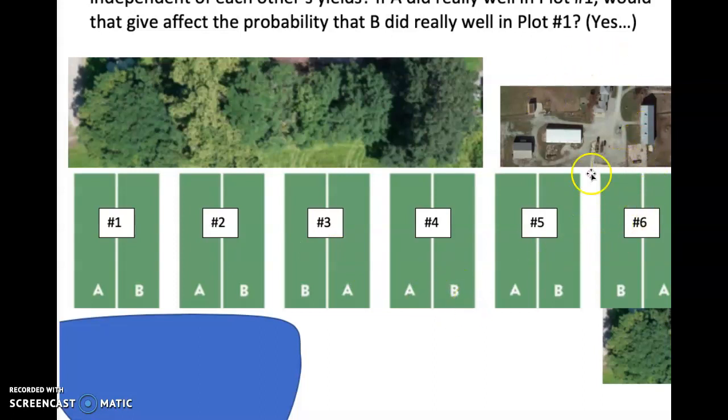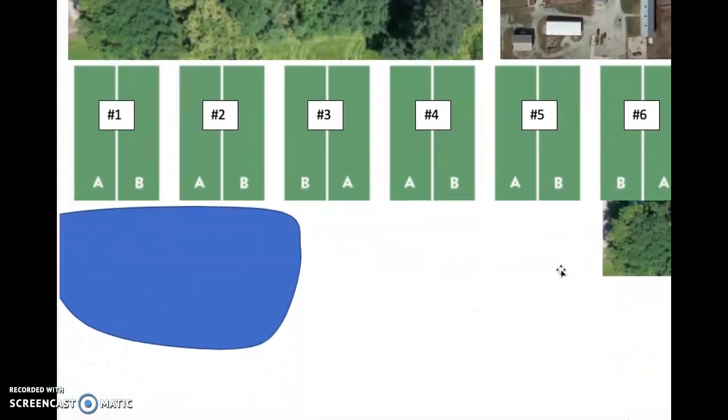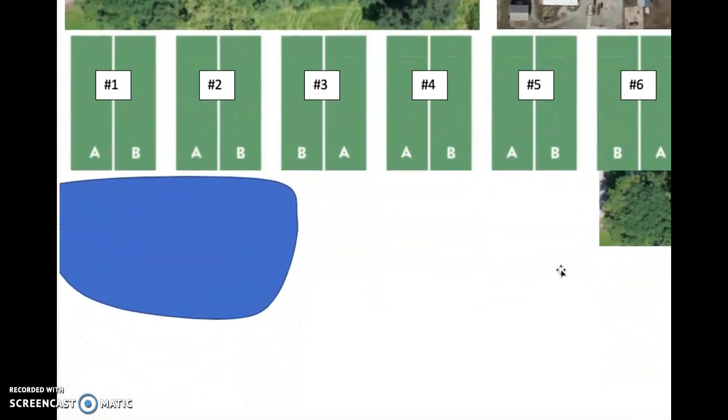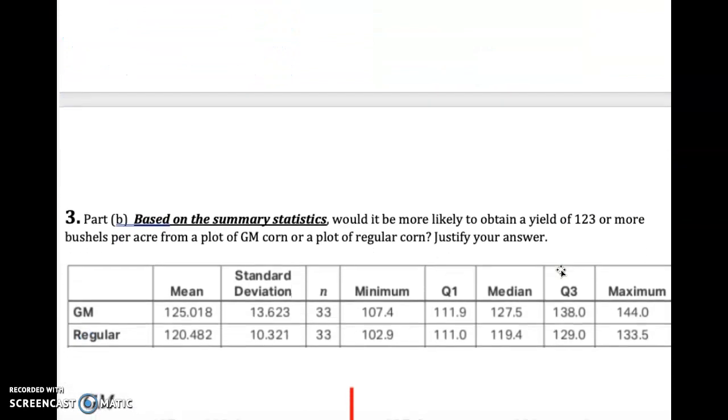Maybe the plots next to this farm are going to be worse in general. Well, if it's going to be worse for B, it's probably going to be worse for A as well because they are in such close proximity. So that was the argument you want to use. You want to make sure you know what independence is. That's a very important concept in statistics.